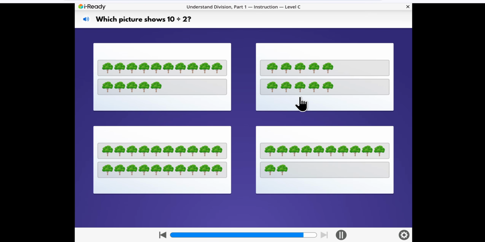10 divided by 2. Whoa, that's equal. Wait, 10 divided by 2. Good. Choose the picture that shows a total of 10 trees being divided into 2 equal rows. Oh yeah, this, or this, I should be large. Beep, beep, beep, beep, beep, this is awesome.